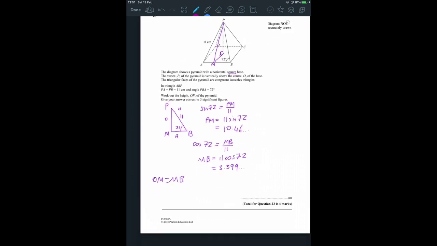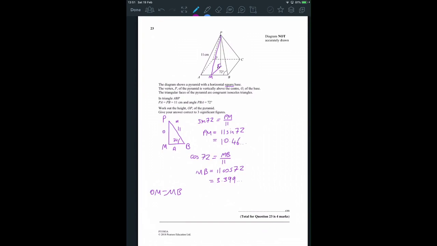So now I must be almost done with the question. I've almost run out of working space. P at the top, M there, O there, and we are looking for O to P. You know P to M is our 10.46. You know M to O is our 3.399. Now we should be trying to use the exact values if possible, or at least using more accuracy than they want. So 4 sig fig is probably sufficient.